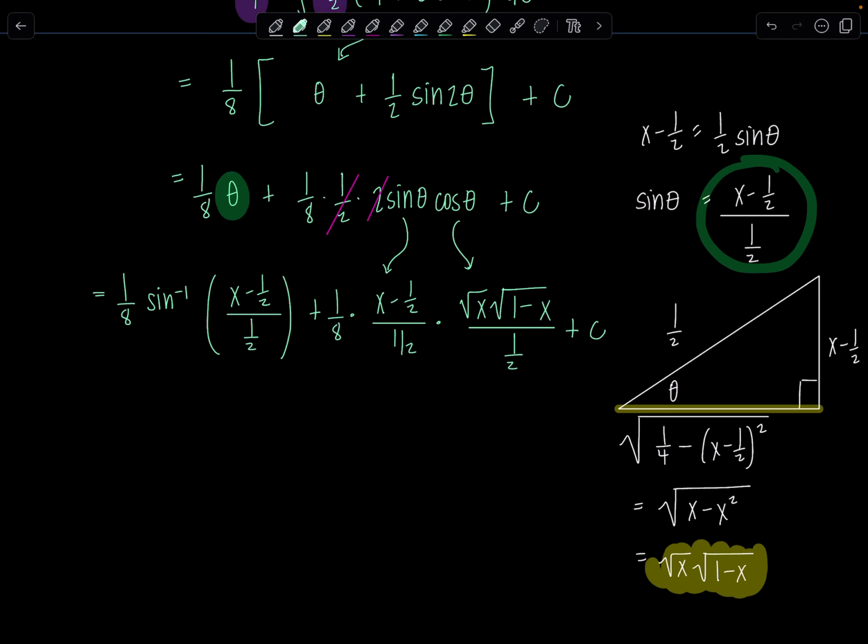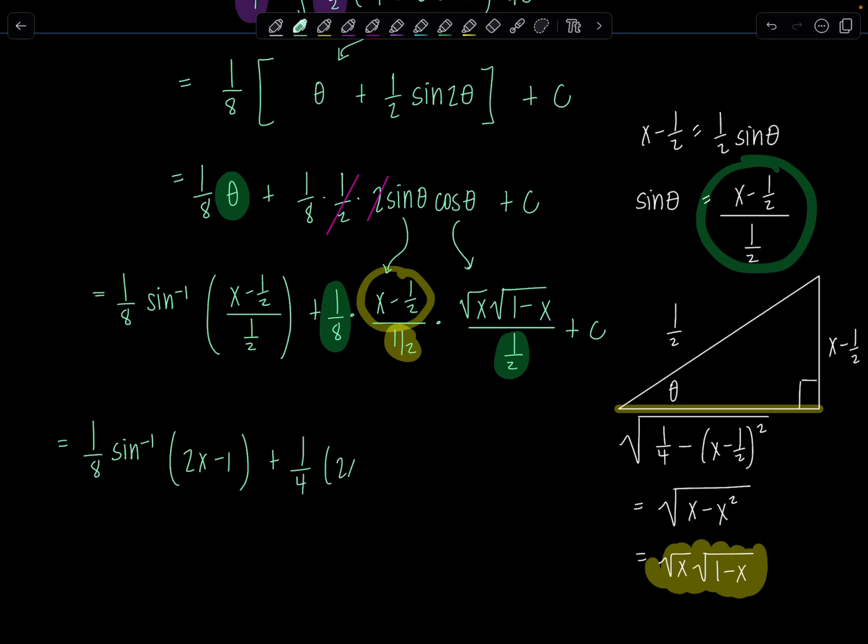Okay, now call in the cleanup crew. So first things first, 1/8 sine inverse. Dividing by 1/2 is the same as multiplying by 2. So this x minus 1/2 in the numerator becomes 2x minus 1. That's done. Plus, and then I'm going to do the same thing here. 1/2 distributed up top is going to make that 2x minus 1. And then this 1/2 in the denominator is really a 2. 2 times 1/8 is 1/4. So I've got 1/4 times 2x minus 1 times rad x, rad 1 minus x. You know what? I don't know why I put those parentheses. I don't like them. Plus c.